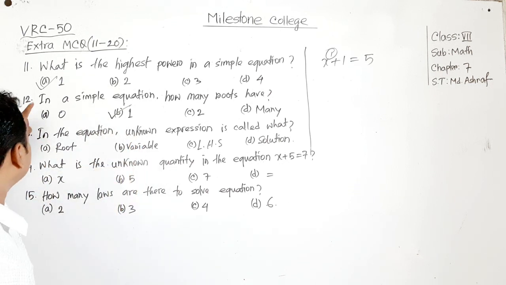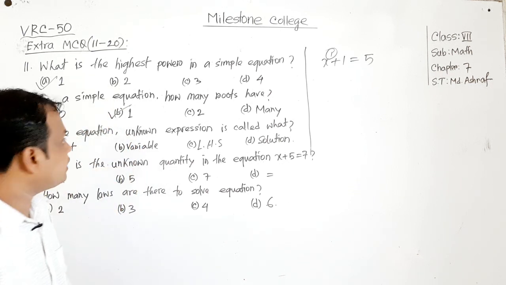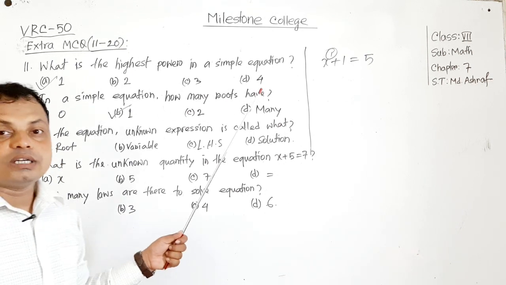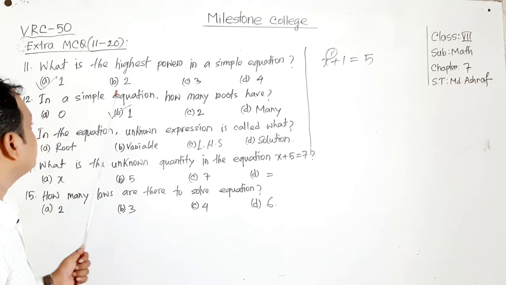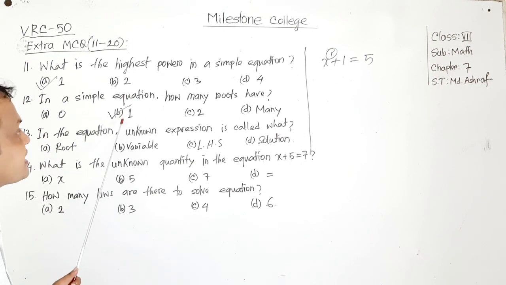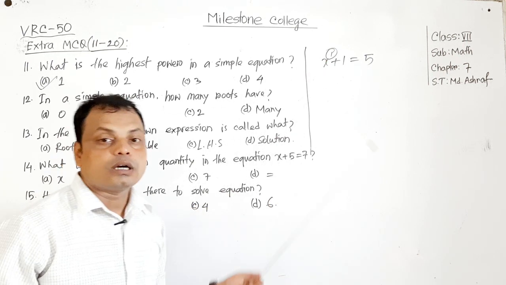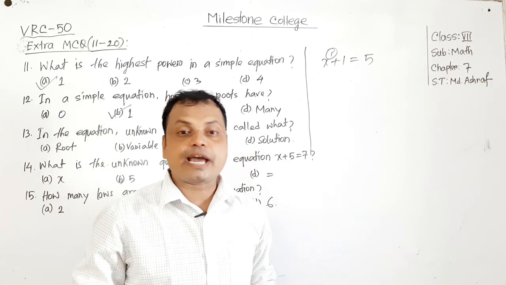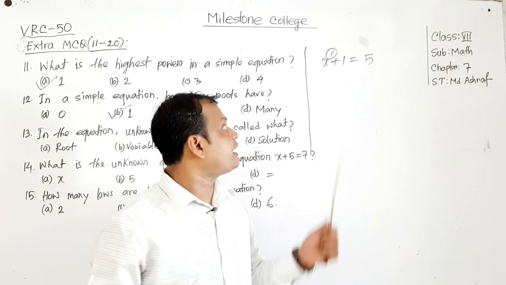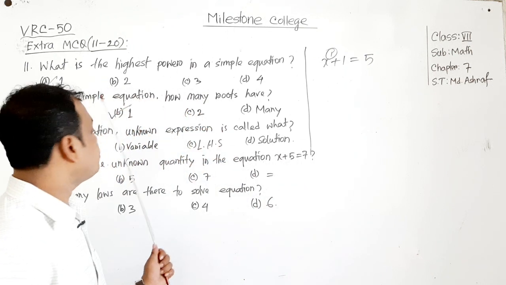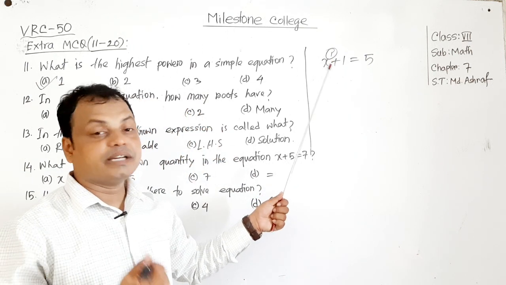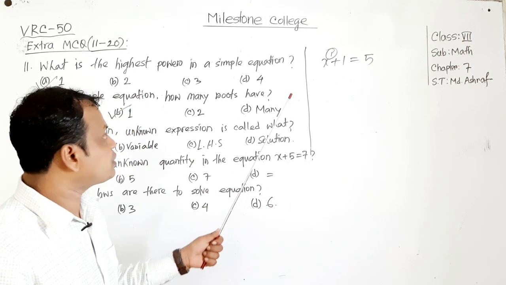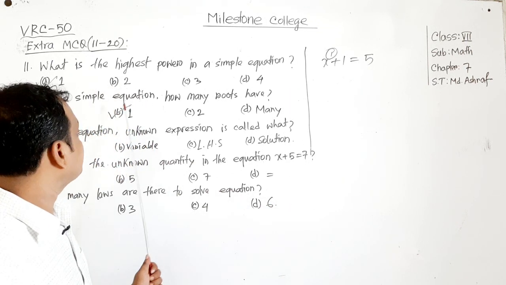Again, read the question. In a simple equation, how many roots are there? The answer will be 1. Why will it be 1? We will get the number of roots according to the power. As the power is 1, the answer will be 1. If the variable's power is 2, then we will get 2 roots. So for a simple equation it will be 1.